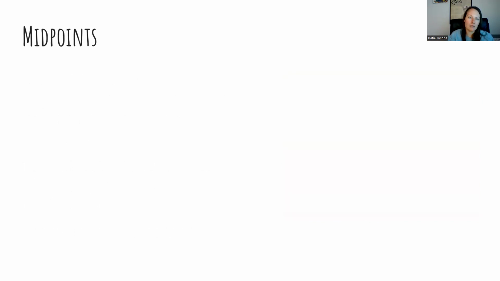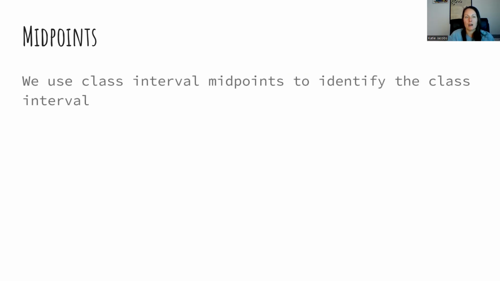All right, so something else we need to learn about is midpoints, or review maybe for some people. When we are creating histograms, we actually use the class interval midpoints to identify the class interval. So on our x-axis, you might be tempted to write out the full class interval, like 0 to 4, 5 to 9, and so forth, but you wouldn't do that. We actually use the midpoint of each of those class intervals to identify which one it is. And this messes people up. I didn't make this rule. This is just a formatting rule to make a proper histogram.